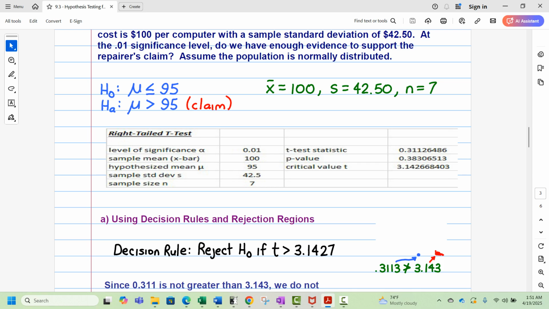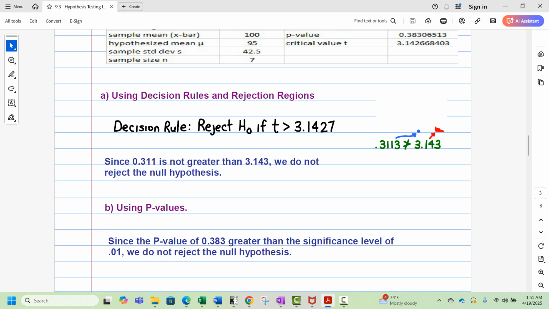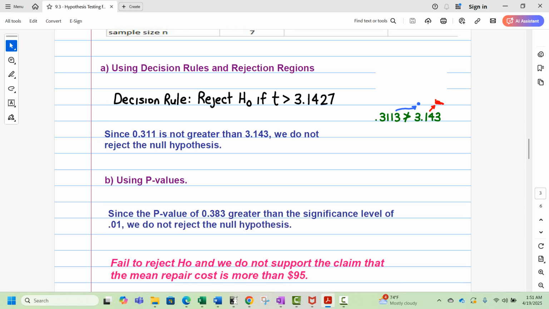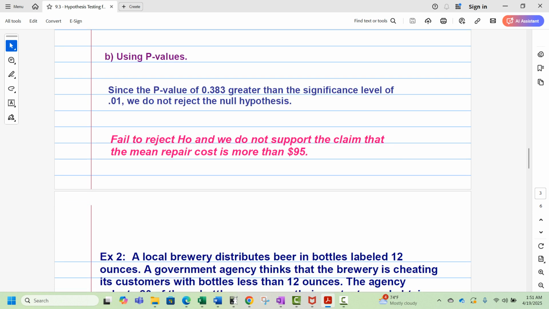You might look at that and go, well, the sample mean is 100. Yeah, but everything's taken into play here. The standard deviation, the sample size. It's harder to reject with a smaller sample size anyway, because it kind of makes sense statistically. The larger the sample size, the better the results. All right, so we don't support the claim.